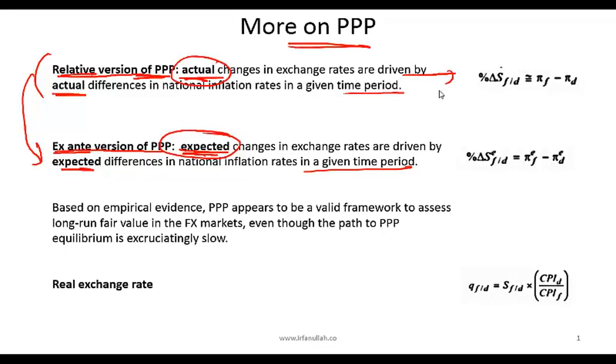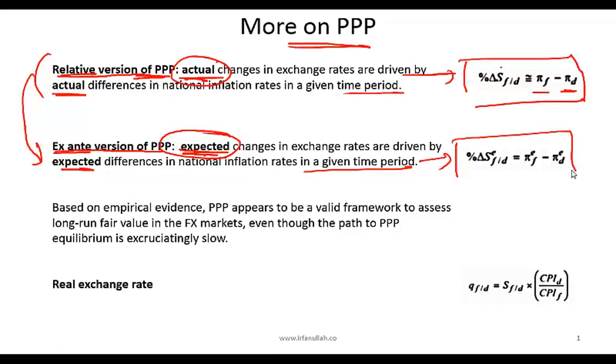In terms of the formula, you will notice that both formulas or expressions are very similar. Here we say that the percentage change in spot rate is approximately equal to the difference in the real or the actual inflation numbers, whereas over here we are looking at a difference between the expected inflation numbers. This little e over here represents expected inflation numbers.